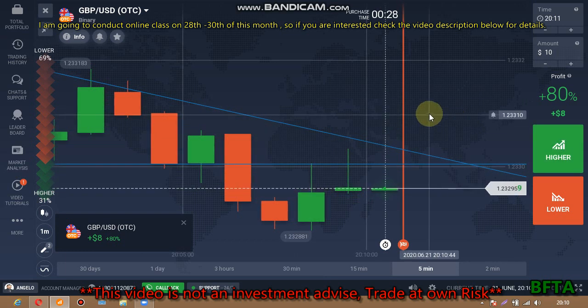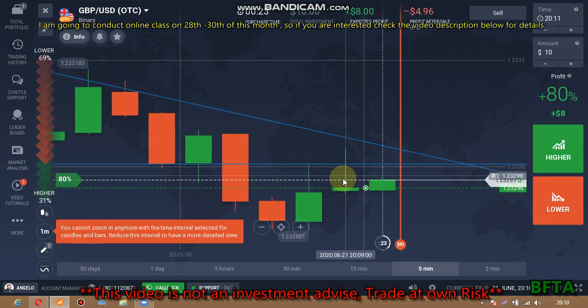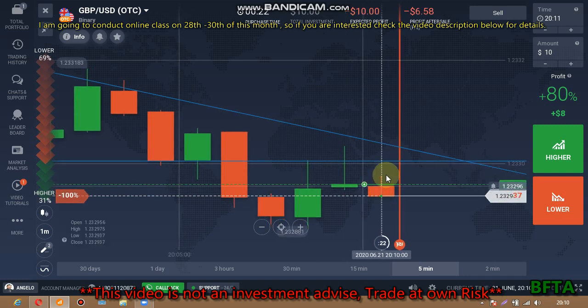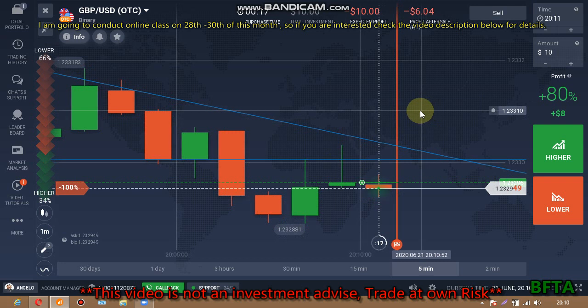I'm going with buyers again. So I place a call option because there's still a gap to this level. There's still a gap, so the buyers will fill the gap.